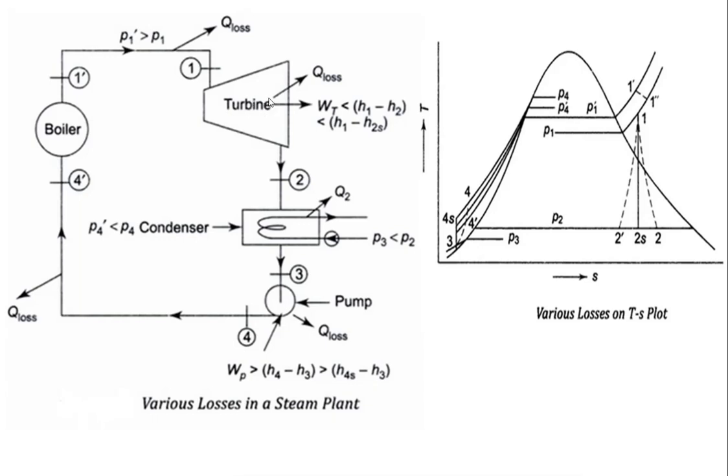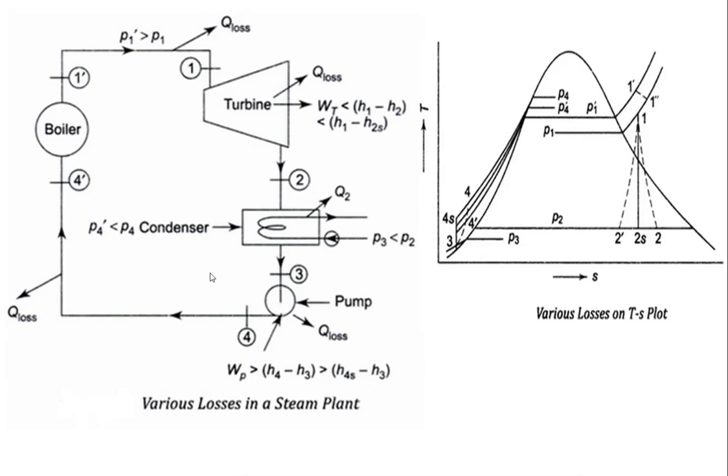In the turbine, due to friction as well as heat losses, isentropic expansion will not take place. Similarly, this is the condenser. In the condenser also some pressure loss and heat loss occurs, due to which some pressure drop is going to happen. And in the pump, usually in pumping also, due to friction and heat loss, isentropic compression will not take place.